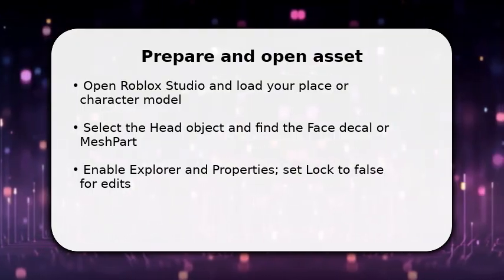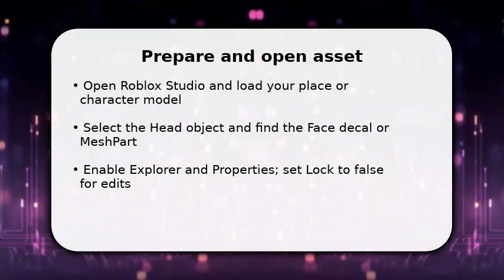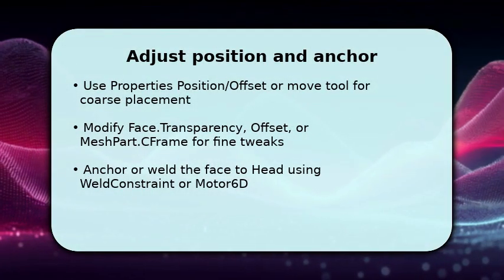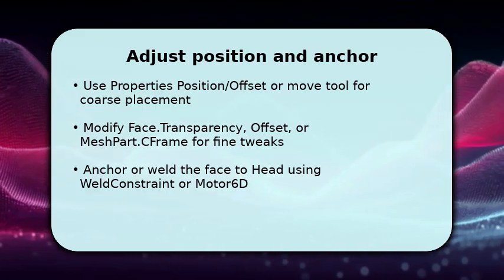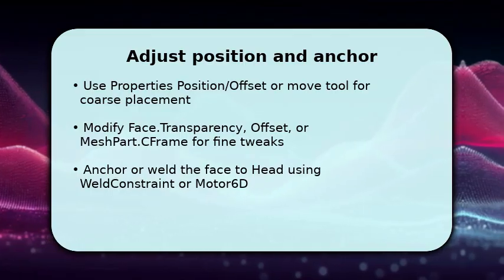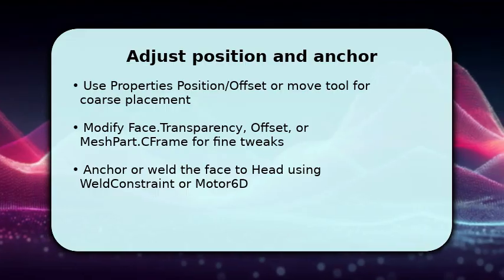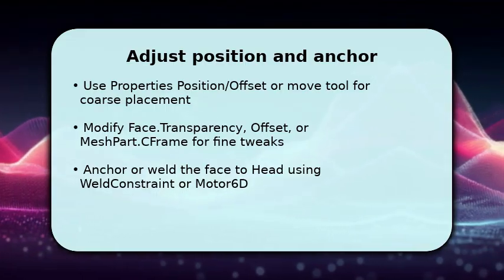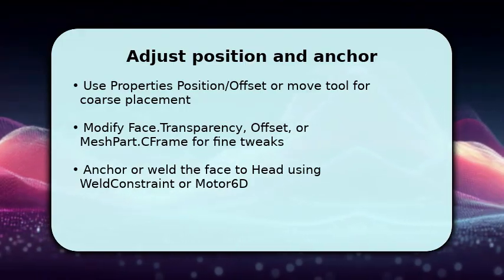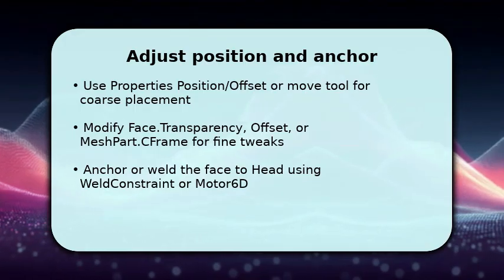Next, you move the face. Use the Move tool for coarse placement, then edit position, offset, or the mesh part. See Frame and Properties for fine adjustments. You can nudge values by 0.1 or 0, 0, 0.1 to avoid jitter. Once positioned, create a weld constraint or Motor6D to attach the face to the head so it follows animations. If the face is a decal, adjust texture offset or UV mapping instead. Make sure the face alignment matches the head orientation to prevent clipping during gameplay.